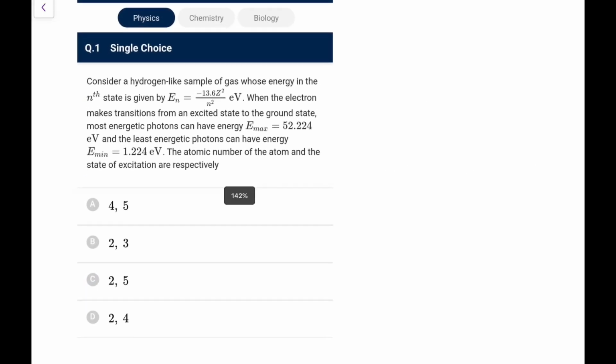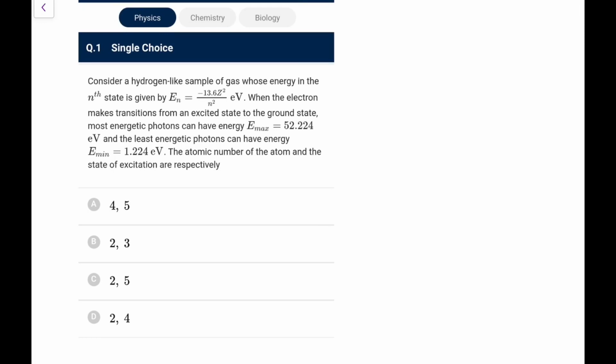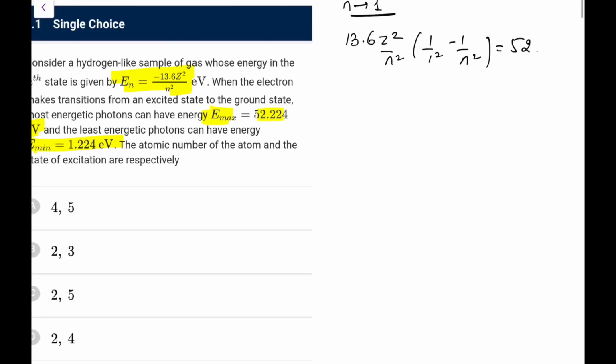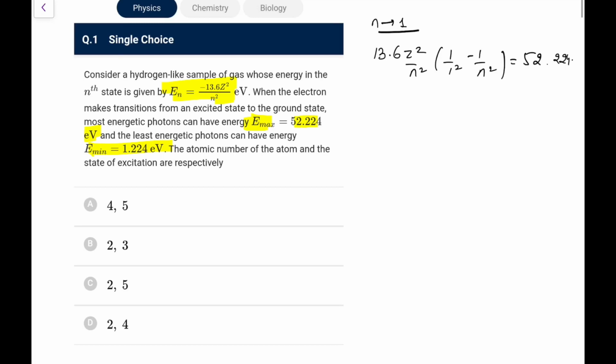Now first question: consider a hydrogen-like sample of gas whose energy in the nth state is given by this. When the electron makes a transition from an excited to the ground state, the most energetic photon can have a maximum energy of this much and the least is this one. The atomic number of the atom and the state of excitation are? So the maximum will be when it makes a transition from n to 1. So I can say 13.6 Z square by n square into 1 upon 1 square minus 1 upon n square is equal to 52.224 eV.